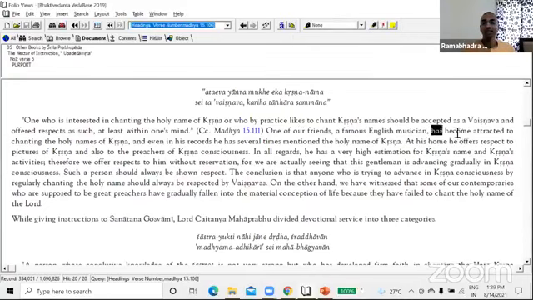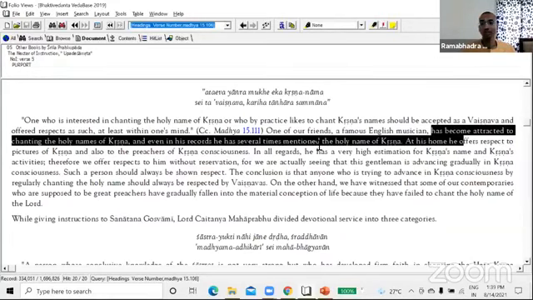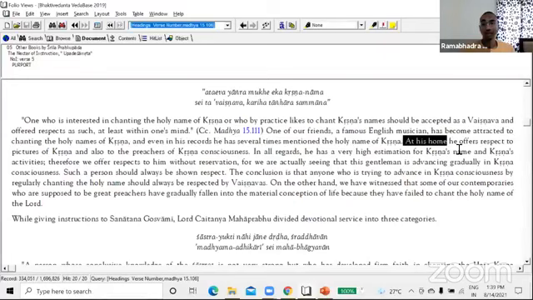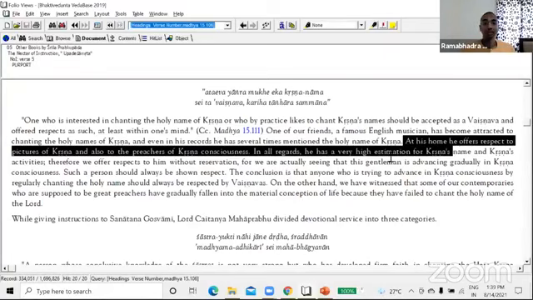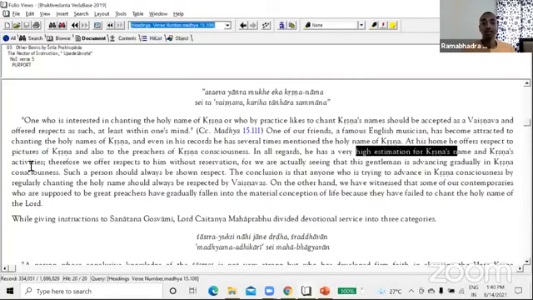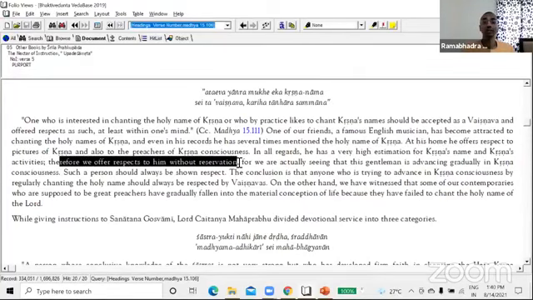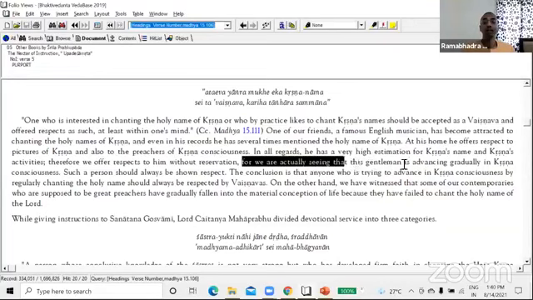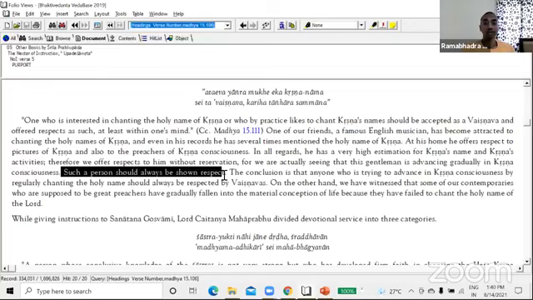So he says that he became attracted to chanting the holy names. And in his record, he has mentioned about Krishna's name. He offers respect to Krishna's pictures. And he is very respectful to the preachers of Krishna consciousness. He is very respectful to Shyam Sundar Prabhu. And he has high estimation of Krishna's name and Krishna's activity. And Prabhupada says, therefore, we offer respects to him without reservation. And we see that he is actually making advancement. Such a person should be shown respect.